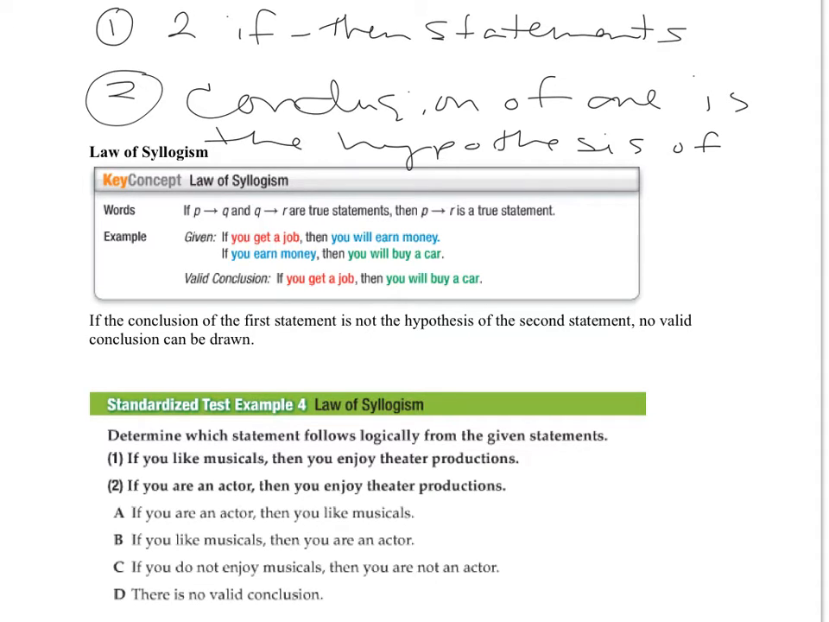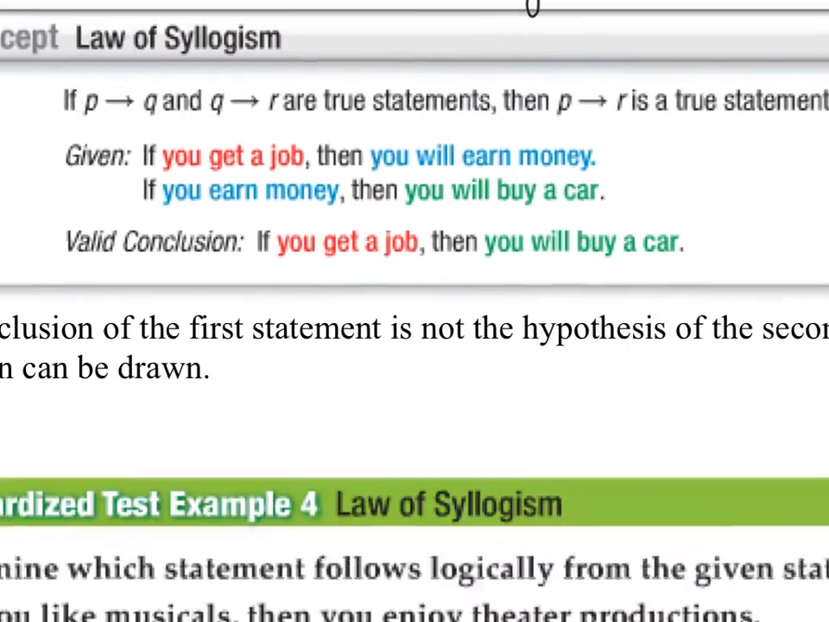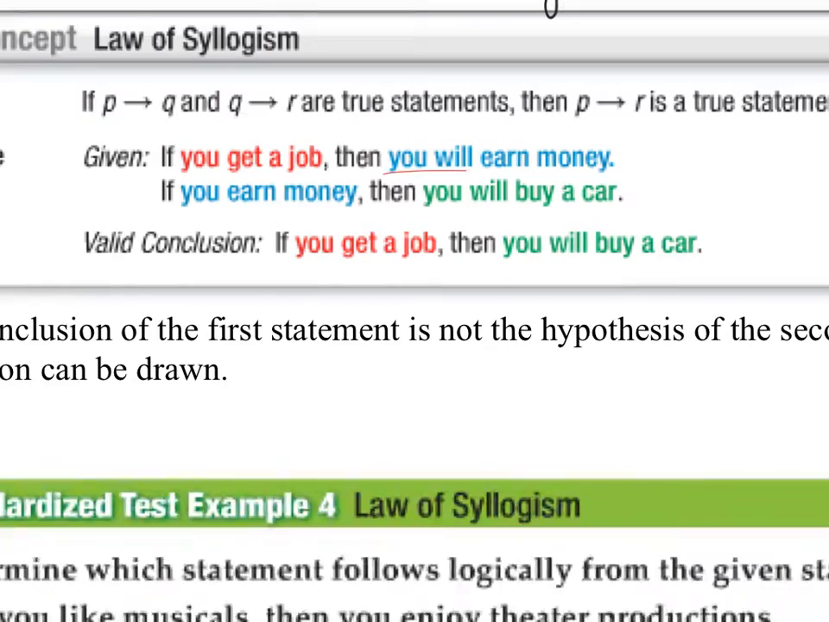And so that conclusion and the hypothesis are actually kind of a link between the two statements. And we actually have that here. We have two if-then statements. We have if you get a job, then you will earn money, and if you earn money, then you will buy a car. So we have that part, and then we also have the conclusion of one and the hypothesis of the other.